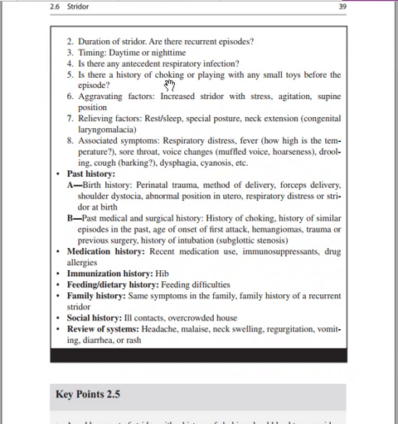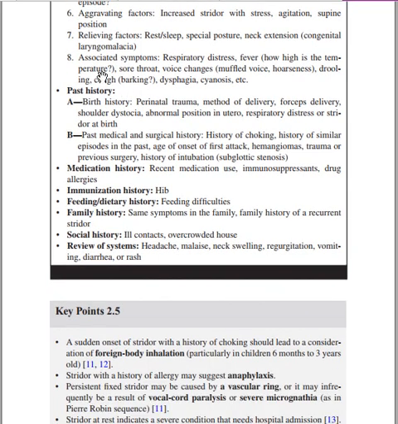Is there a history of choking? That's an associated symptom, along with infection. What are the aggravating factors? Increased stridor with agitation, supine position, crying. Is it relieved by rest, positioning, neck extension? If it's relieved by neck extension, you think of congenital laryngomalacia, which occurs at 6 weeks of life. Are there associated symptoms, respiratory distress, fever? How high is the temperature? Are there sore throat, voice change and all that?